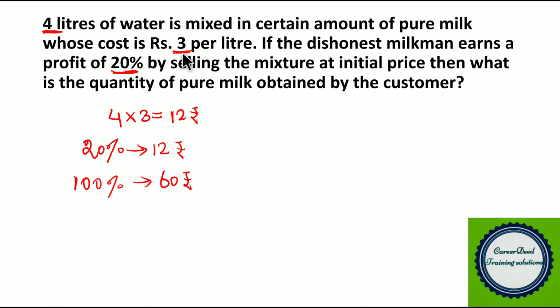Okay, now what is the cost price of each liter of milk? This is 3 rupees, right? So 60 by 3, 20 liters. So he actually has 20 liters of milk. With it, he adds 4 liters of water and he sells each liter for rupees 3, so that he is getting a 20% profit. So this is the actual concept behind this problem. So the answer for this question is 20 liters.